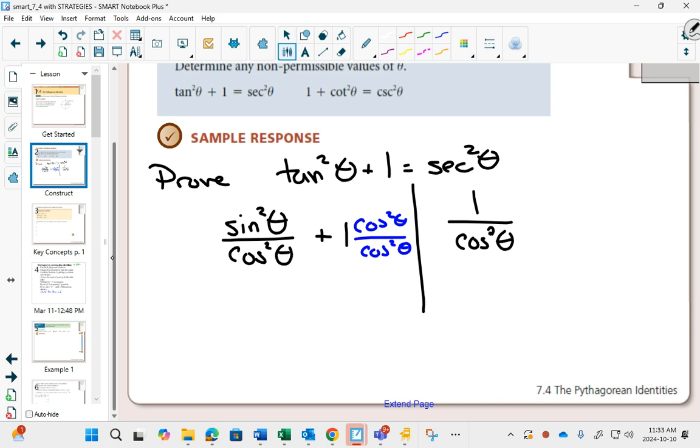So how do I get a common fraction? Well, I have to add things together. That'll give me a common fraction of cos squared theta. And on the top, I add the tops together. I'd have sine squared theta plus cos squared theta.